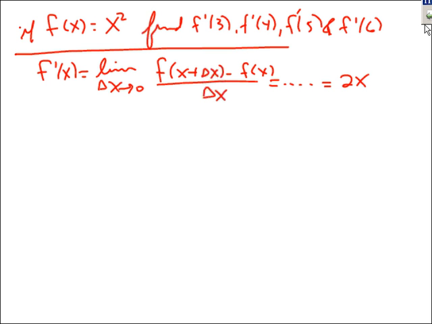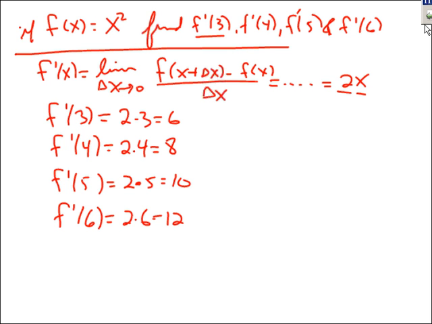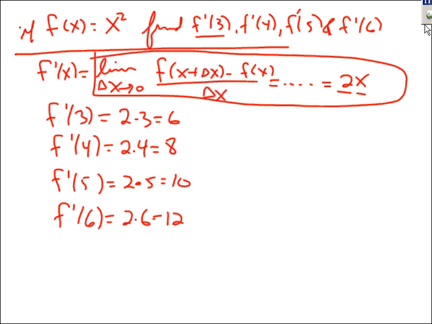Okay? And then you say, all right, f prime of 3 is equal to 2 times 3, 6. F prime of 4 is 2 times x. That is 2 times 4 or 8. F prime of 5 is 2 times 5 or 10. F prime of 6 is 2 times 6 or 12. So I spent a lot of time calculating this formula, but I only had to do it one time. And then fairly easily I got the other derivatives. Okay, like I said, that's one way of doing this.